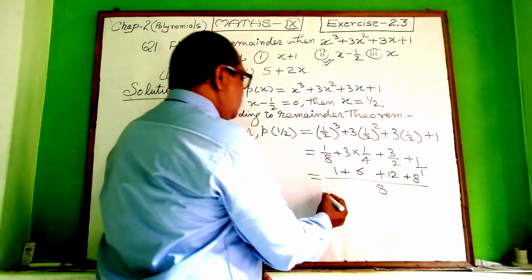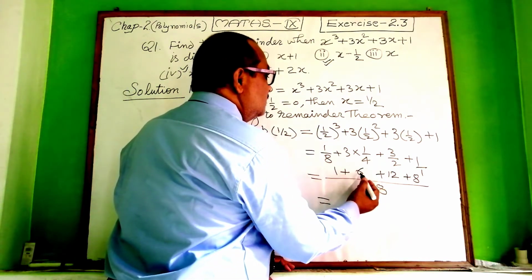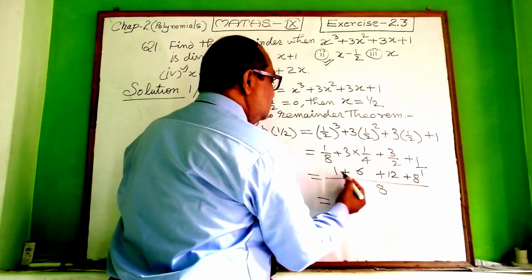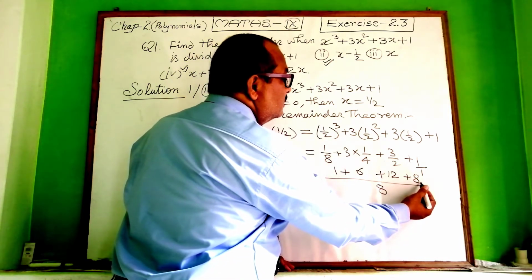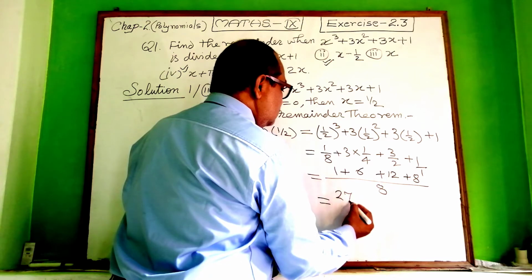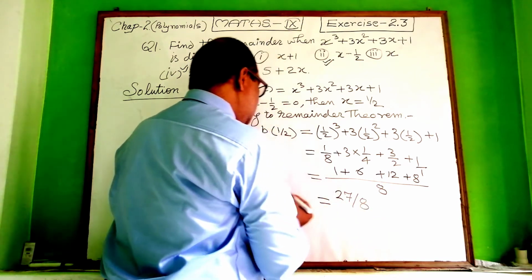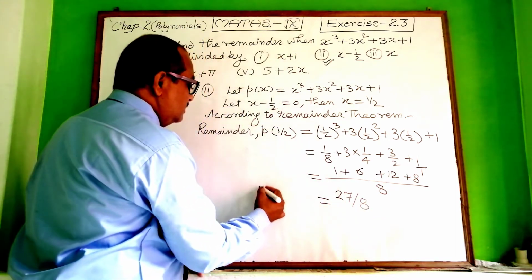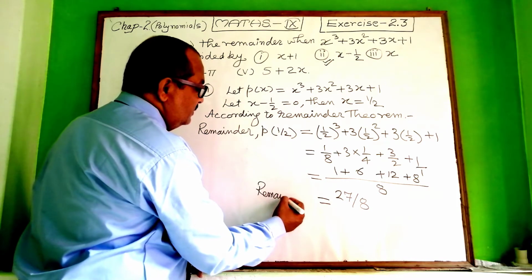Now see what will be the remainder. This is 18. 18 plus 1 is 19, 19 and 8 is 27. The answer is 27 upon 8. This is your answer, the remainder.